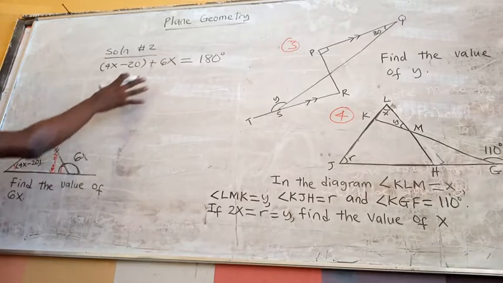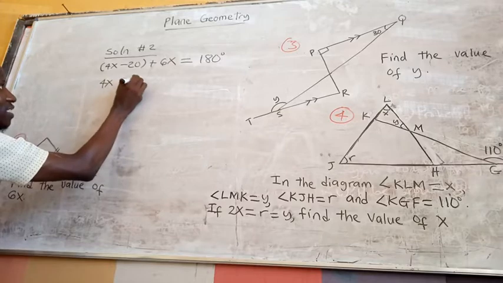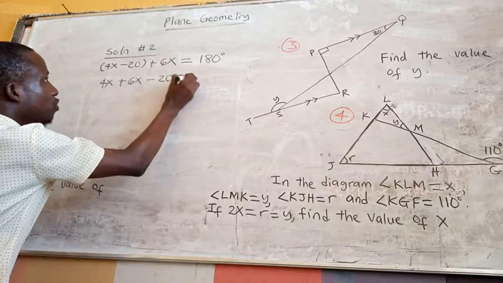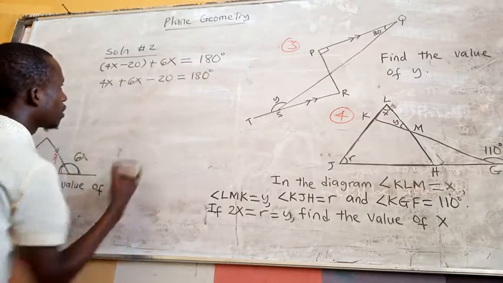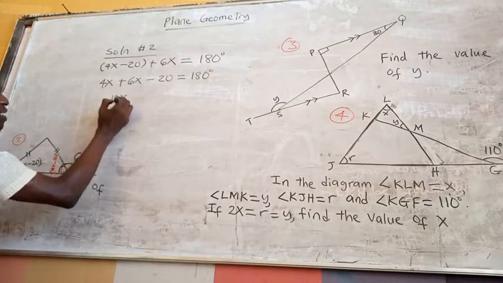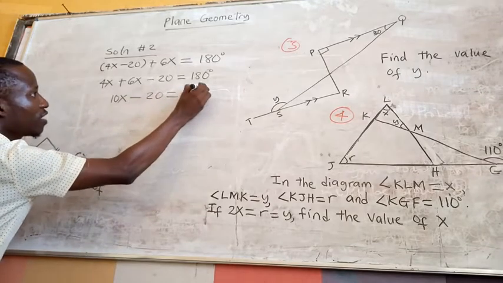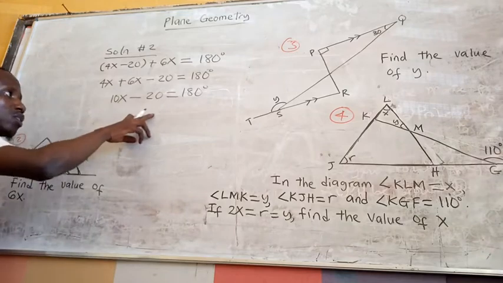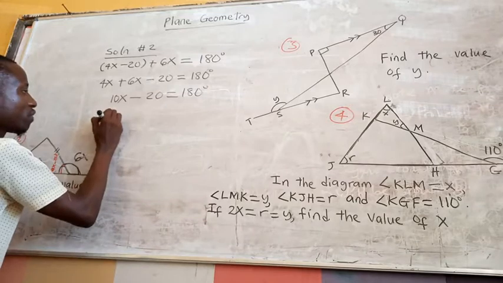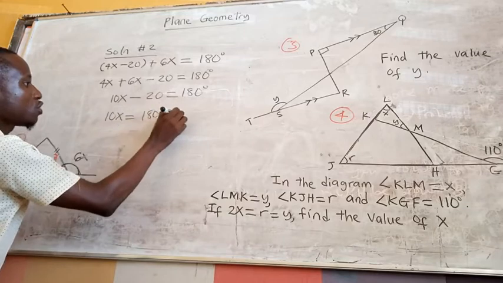Here we collect like terms. So we have 4x plus 6x, and then minus 20, equal to 180 degrees. We can clearly see that 4x plus 6x gives 10x minus 20, equal to 180 degrees. We send minus 20 across, and the sign changes from negative to positive. So we have 10x equal to 180 plus 20 degrees.